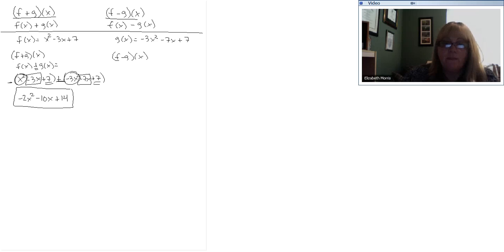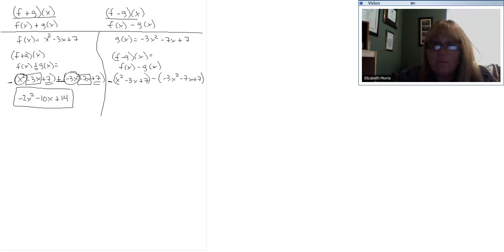All right. What about this one? And remember, this means f of x minus g of x. All right. What is f of x? X squared minus 3x plus 7 minus g of x, which is negative 3x squared minus 7x plus 7. Is there anything here to distribute that would change it? No. But is there something here to distribute? Yes. So this part doesn't change.